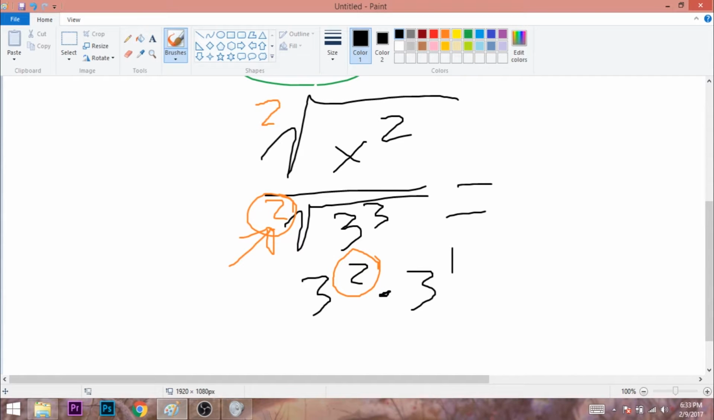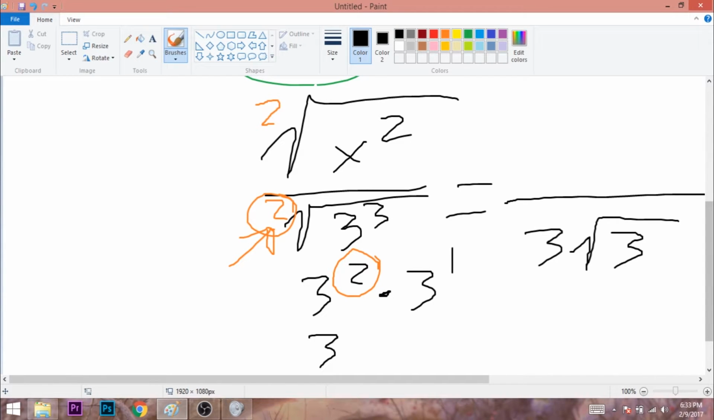You're going to get 3 on the outside, and the square root of 3 all over x squared, the square root of x squared. And the square root of x squared is essentially this divided by 2, which is 1, right? So the top is going to be x.